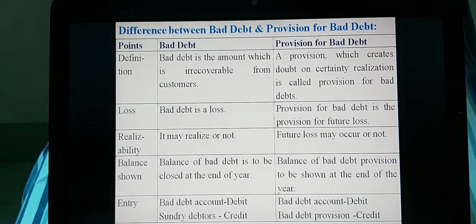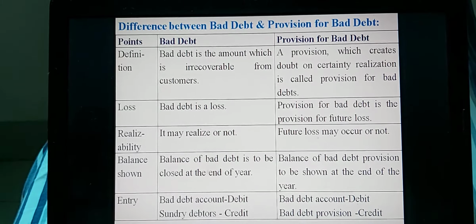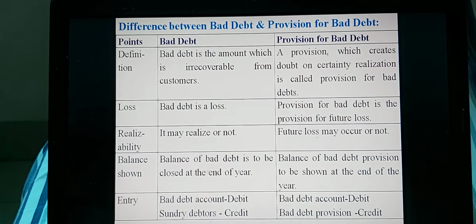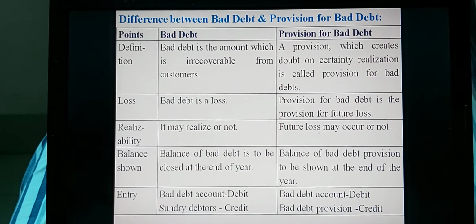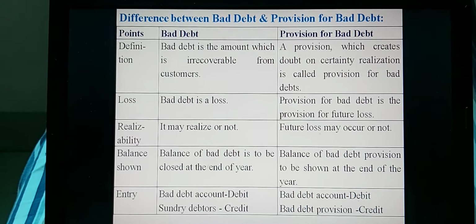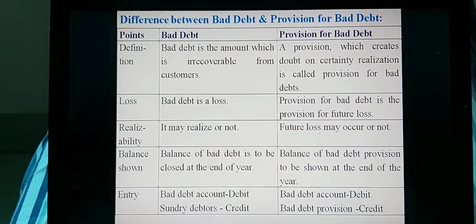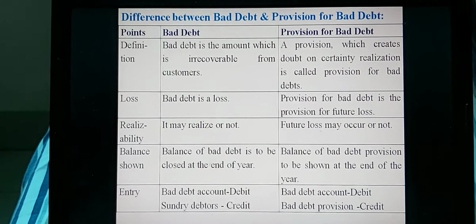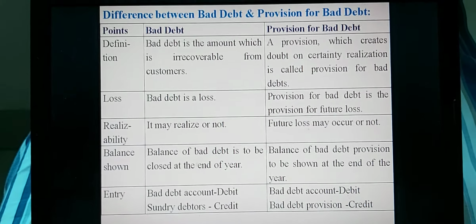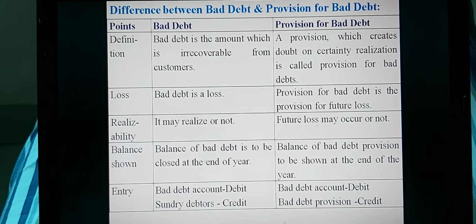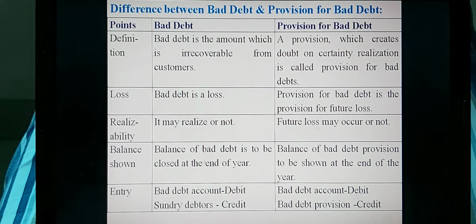Entry. Generally, for the bad debt entry, bad debt account is debited and sundry debtors, that is accounts receivable, is credited. But in the current situation, allowance for bad debt is debited and accounts receivable credited. And for provision, bad debt expense account is debited and bad debt provision credited. Dear students who are watching the slide on the difference between bad debt and provision for bad debt, I think you have copied from this slide.